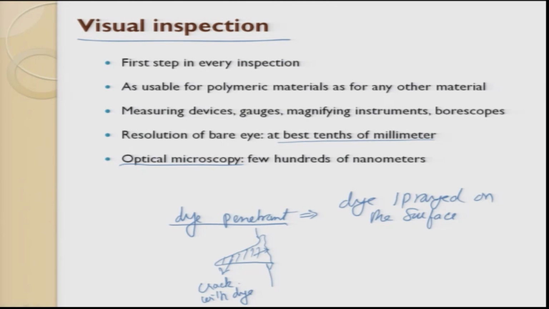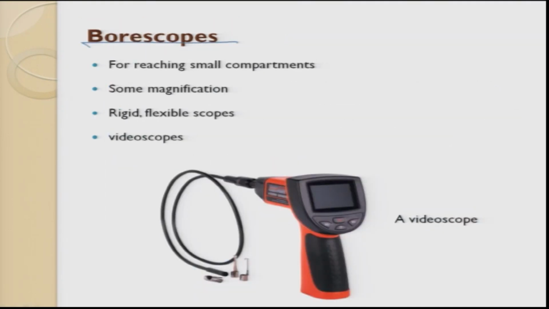This is more focused towards surface defects. Here, complex internal and external surfaces can be done. The next one is called a borescope. If you have a high aspect ratio, L by D high, that means the diameter is very small and the length is very long, so for such aspect ratios we always go for a borescope.